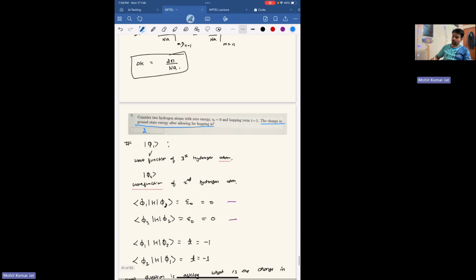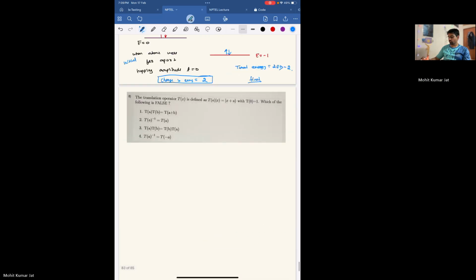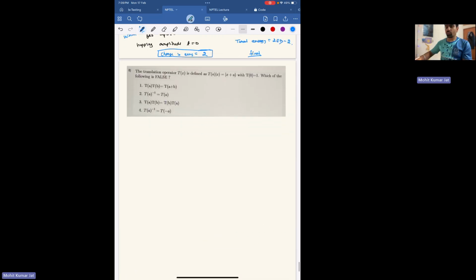Ideally it should be minus 2. The change, final minus initial, will be minus 2. Okay, that's the answer to this question.